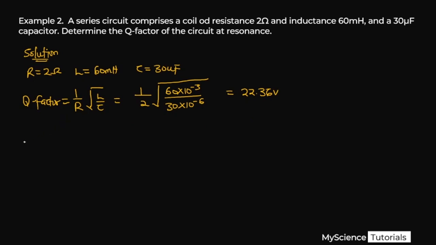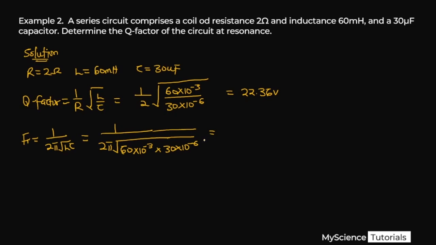Or we can find the resonant frequency first. So resonant frequency FR is equal to 1 over 2 pi the root of LC. So if we do that, we have 1 over 2 pi the root of, our L is 60 times 10 raised to the power minus 3, multiplied by our C, which is 30 times 10 raised to the power minus 6.